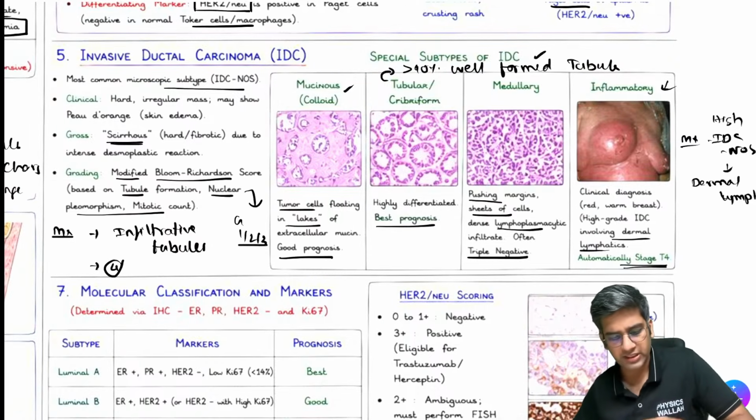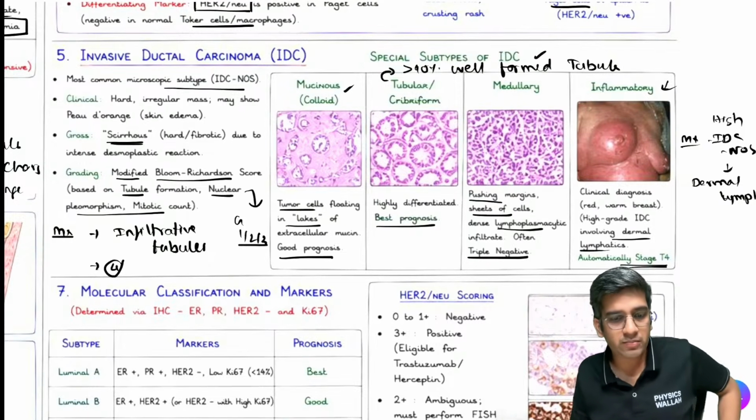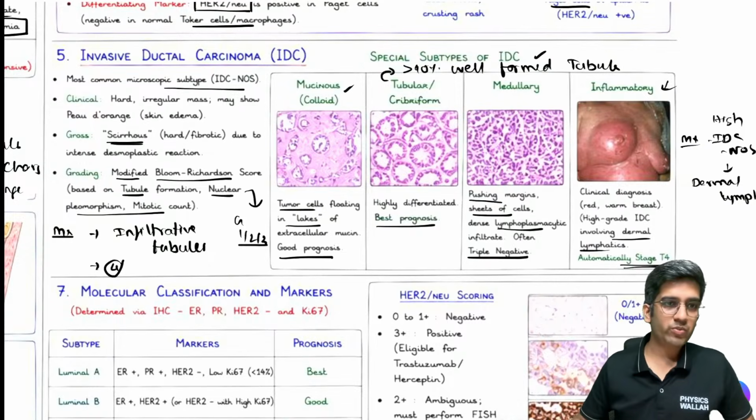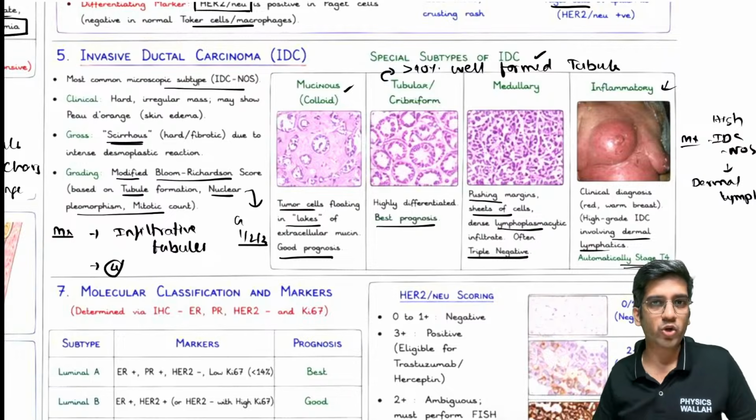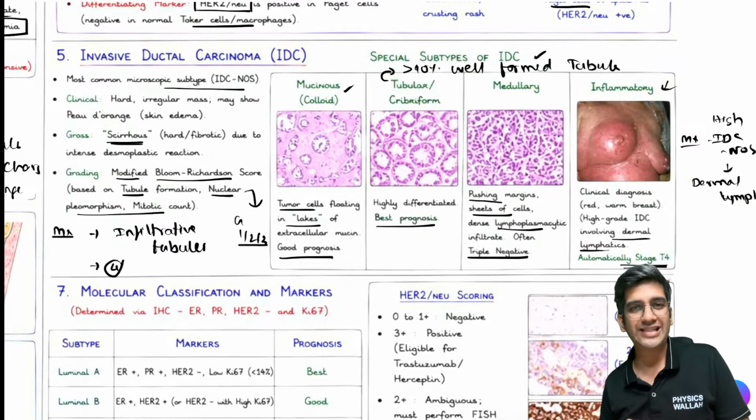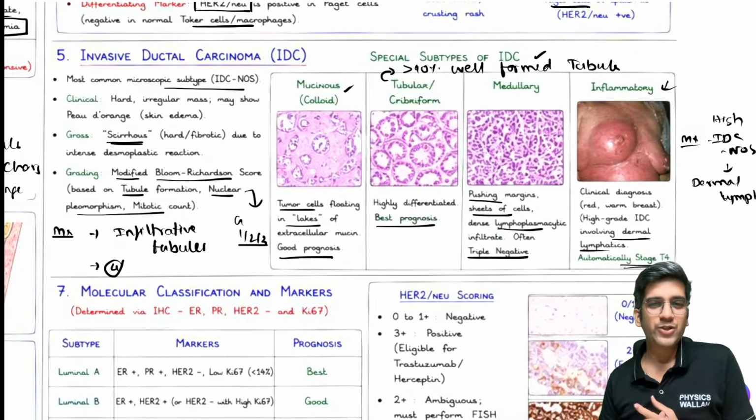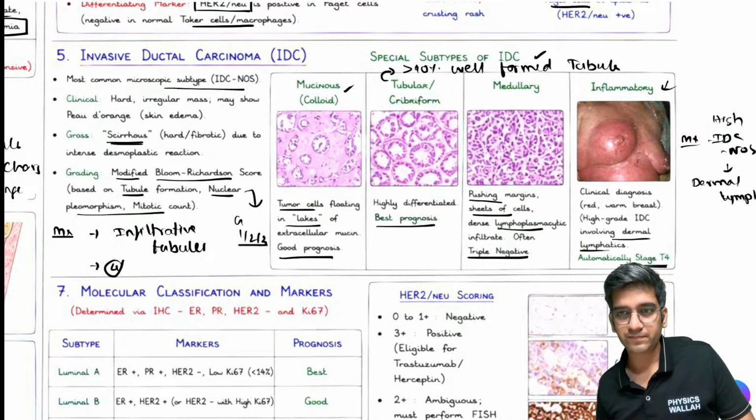See, the Nottingham scoring system, Bloom-Richardson, is a better scoring system, which is followed. The older one was a bit of Nottingham. You can write Bloom-Richardson for Nottingham. Nottingham is something which is used for DCIS. The DCIS scoring system is not that much required for undergraduates. Fine.